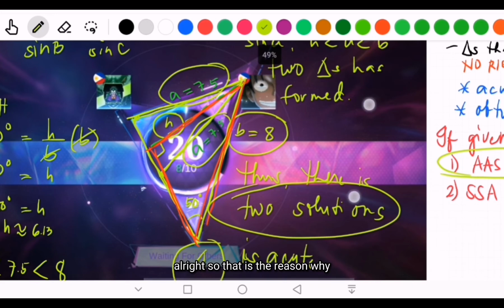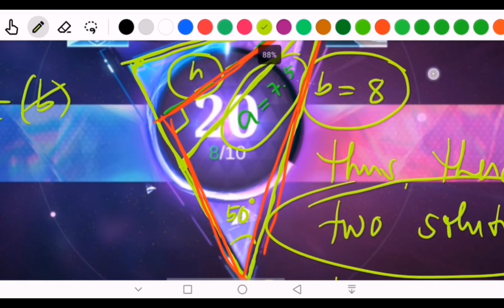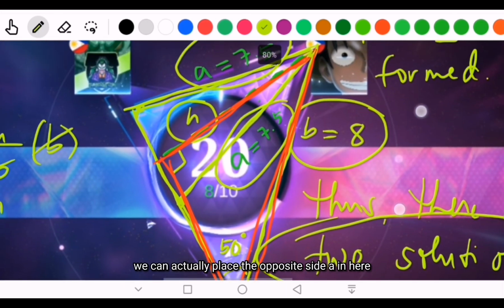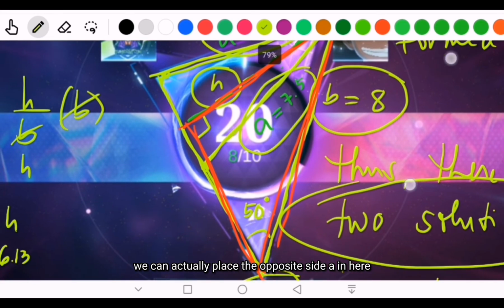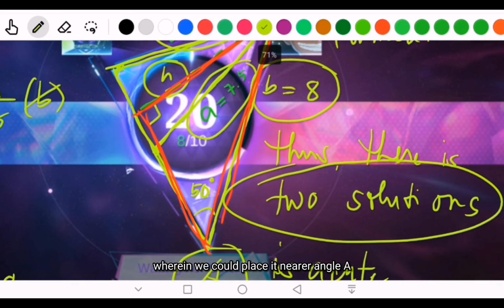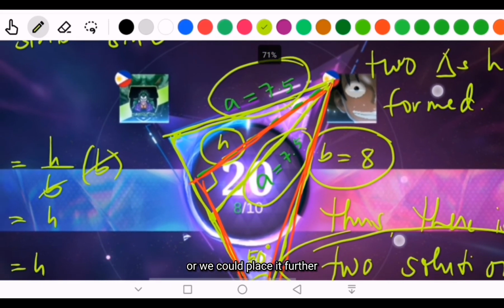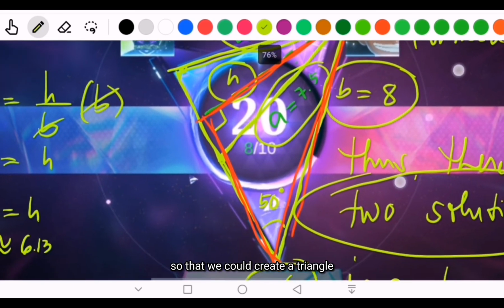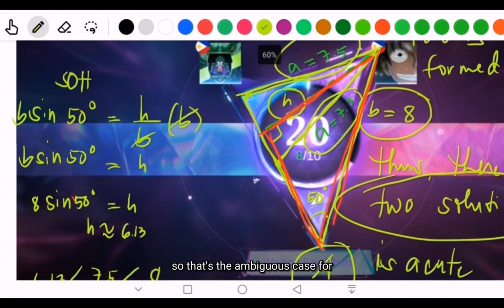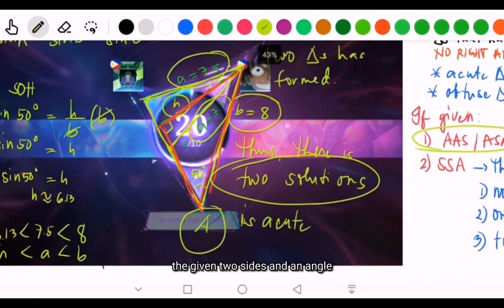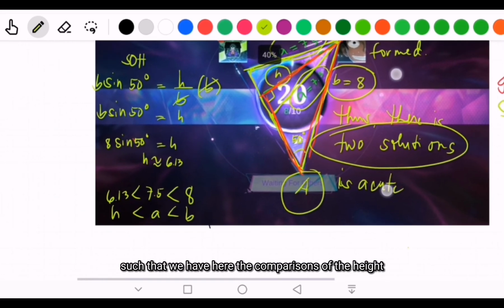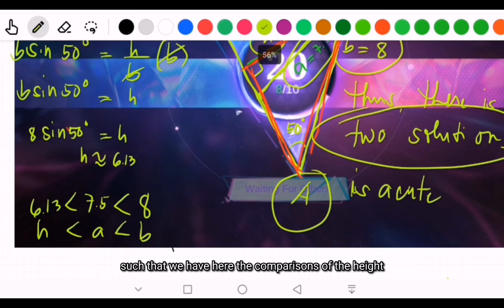Okay, so that is the reason why we can place the opposite side A in here, wherein we could place it nearer angle A, or we could place it further so that we could create a triangle. So that's the ambiguous case for the given two sides and an angle, such that we have here the comparisons of the height and the two given sides.